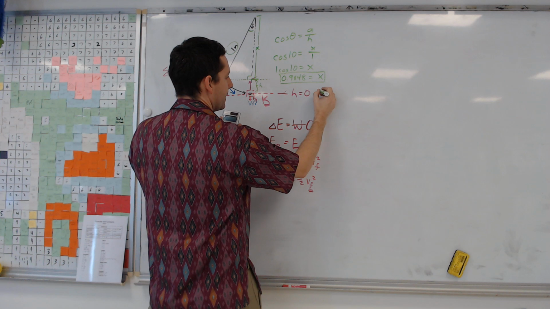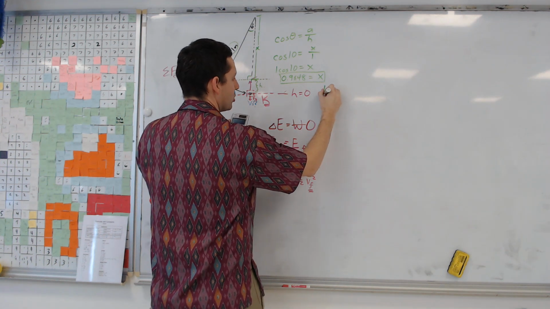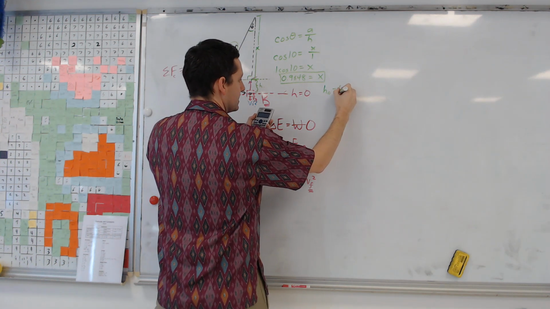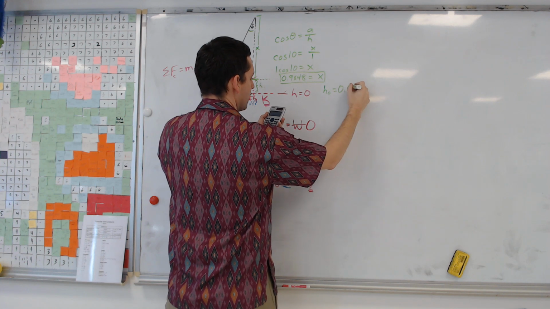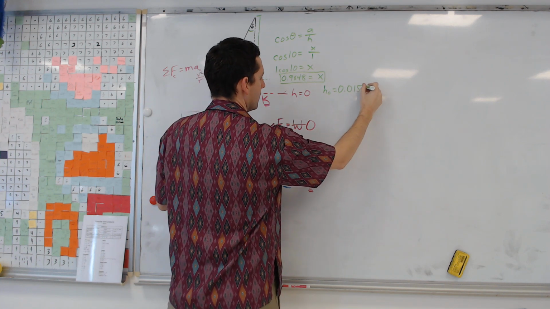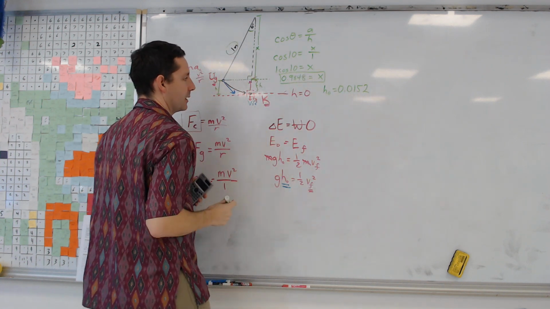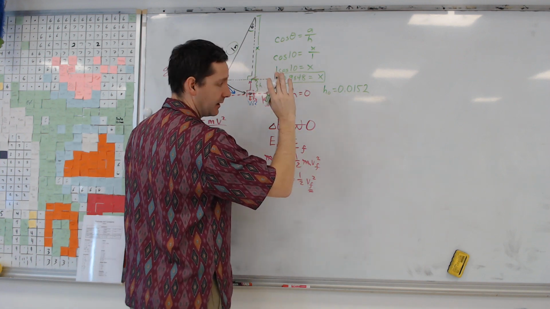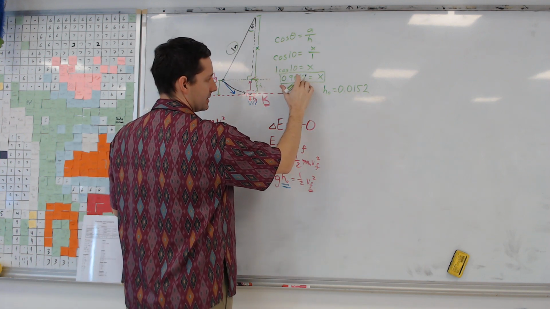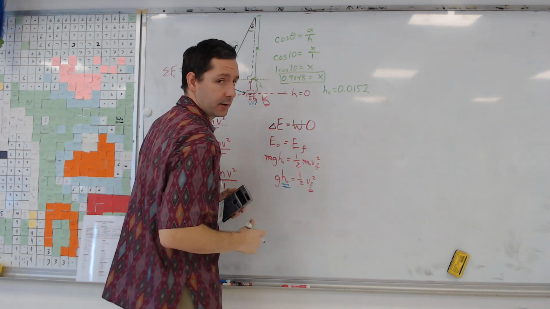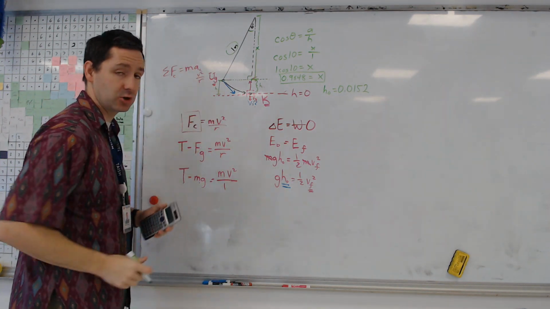And I get that the initial height there is 0.0152, in order to have the same number of digits as I have there. Not the same number of significant figures, but I only had 4 digits there. So 1, 2, 3, 4, to the same place. So that's my initial height.